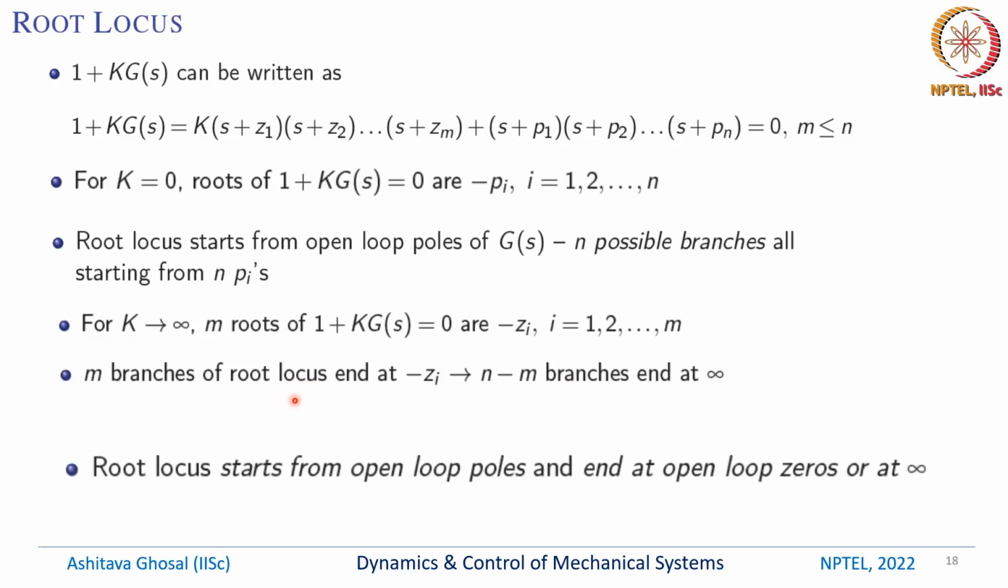So this is a very important insight of root locus. All the root locus starts from open loop poles, which is minus p1, p2 and so on, and then they end at the open loop zeros or at infinity.